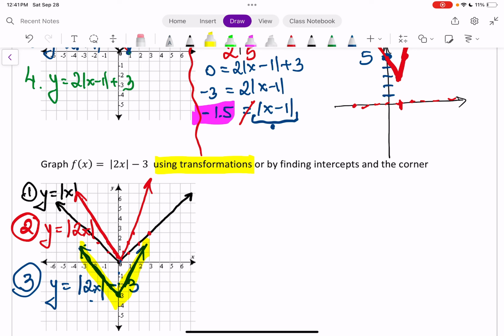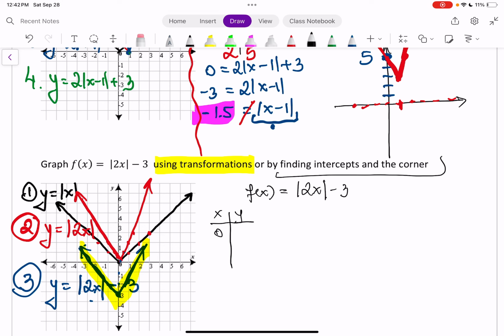All right. So let's see if we can graph this function one more time. This time finding intercepts and the corner. So here is my function. I'm going to write it in front of our noses. And we want to graph this function by finding intercepts. Okay, so I'm going to get started right here.